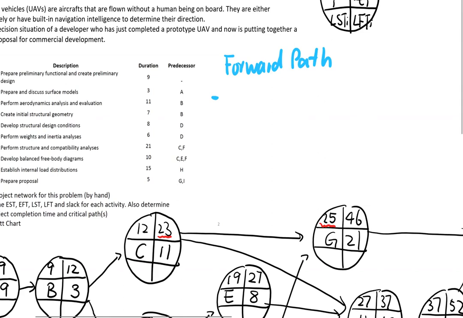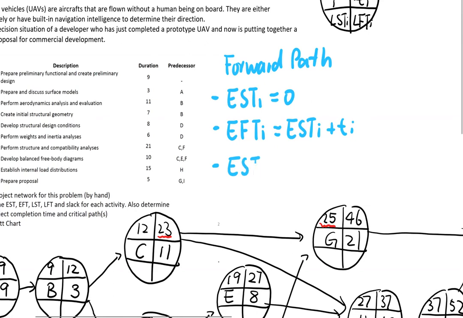In the forward pass, to begin with, we work on the first activity, and the earliest start time of the first activity is time 0. For any activity, the earliest finish time is equal to the earliest start time of that activity plus the duration of that activity. And moving on, the earliest start time of a successor is equal to the earliest finish time of its predecessor.